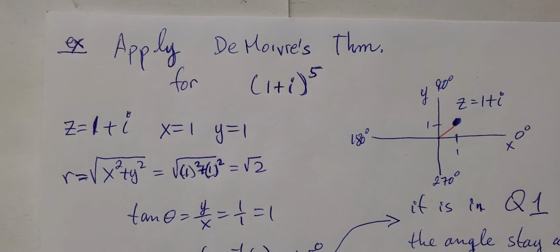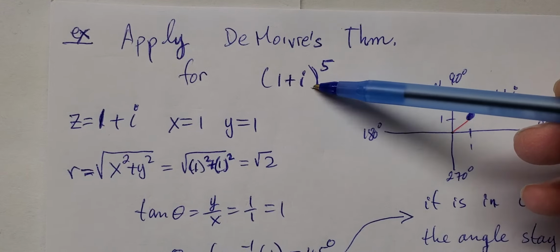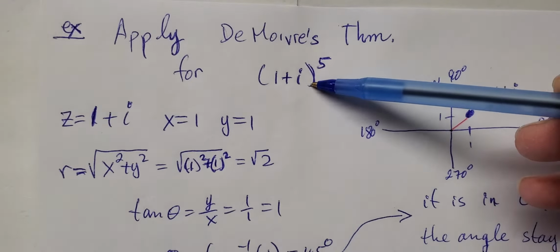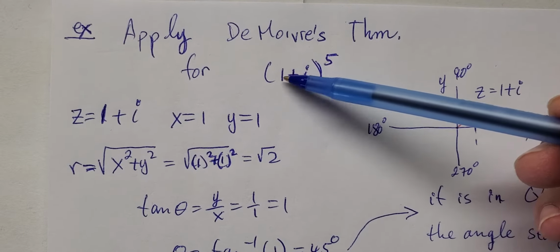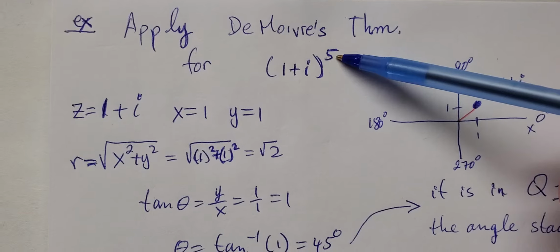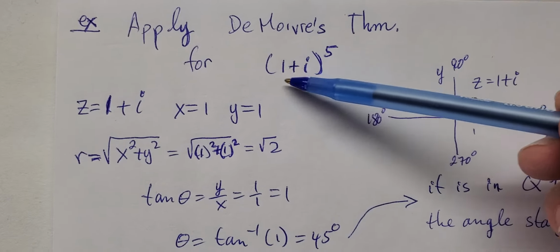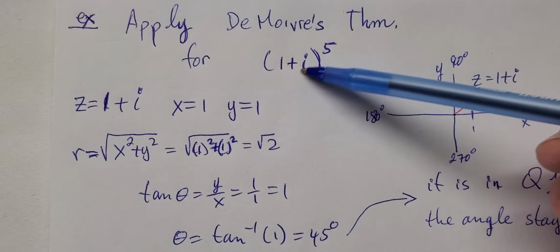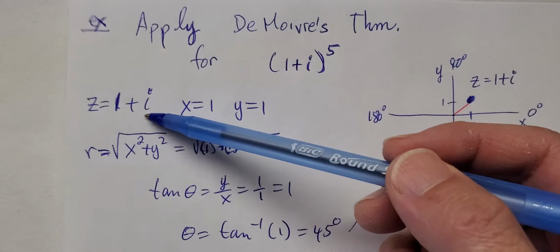This lesson is De Moivre's theorem part 2. Here we have an example of a complex number, and we want to raise it to the fifth power: the complex number 1 plus i to the fifth power. The first thing we need to do is write this complex number in polar form. Our complex number is 1 plus i.